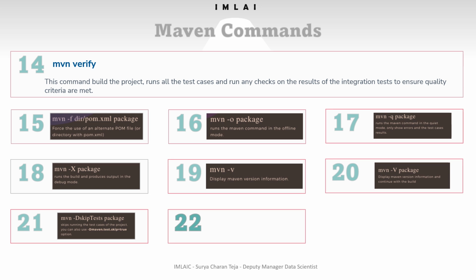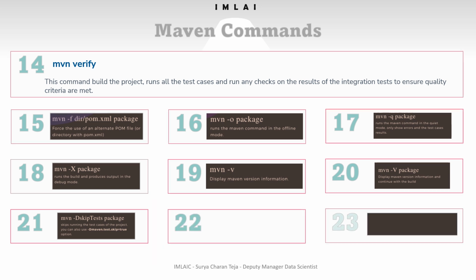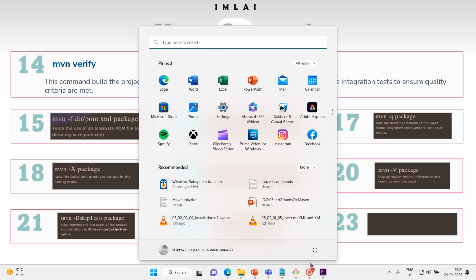So then the last one, mvn -T for package. This command tells Maven to run parallel builds using the specified thread count. It's useful in multiple module projects where modules can be built in parallel. It can reduce the build time of the project because we are running parallel builds. So that's the reason.